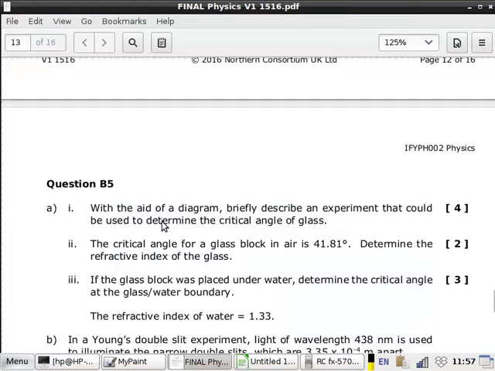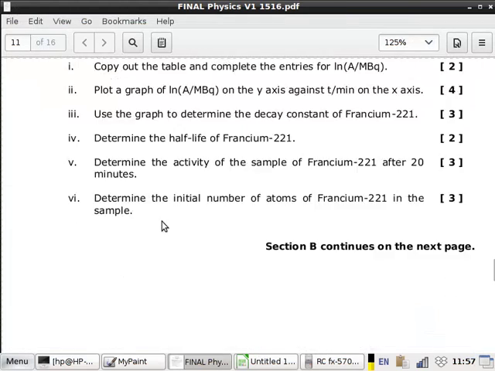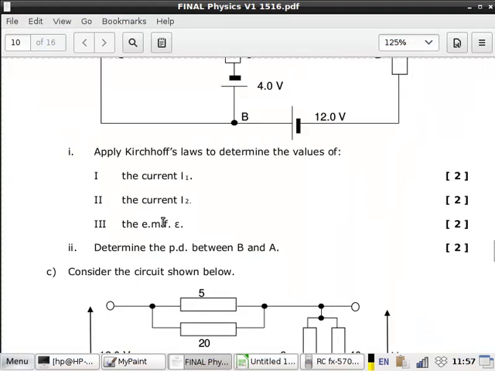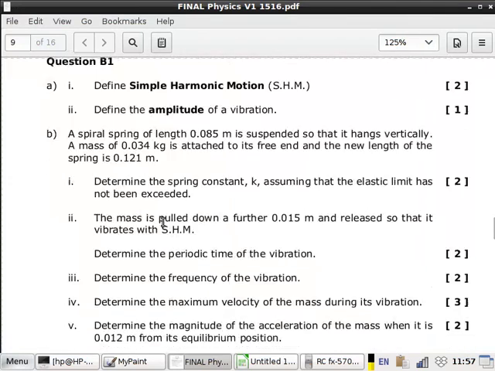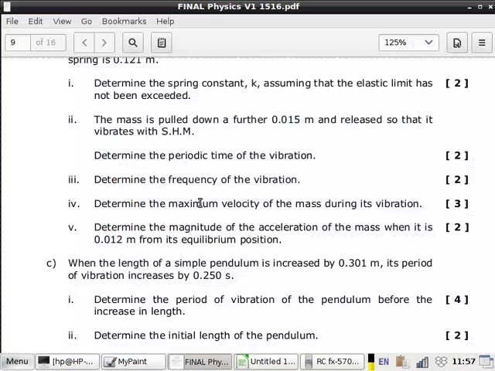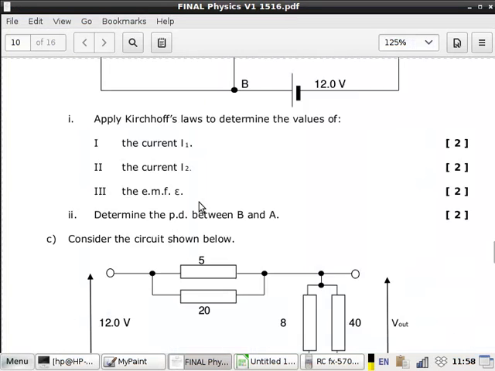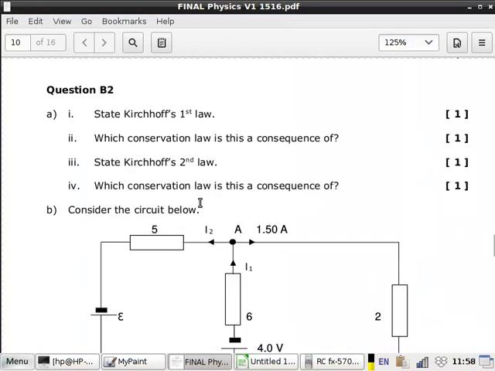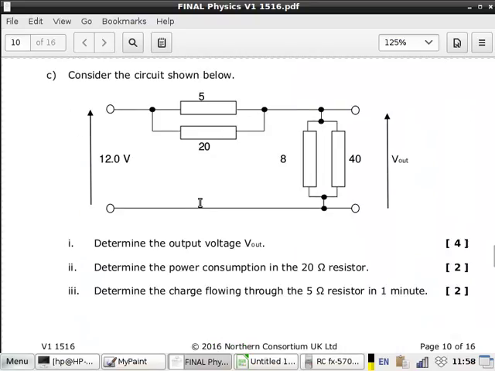Alright, is there a materials one? There is not a materials one, so that's kind of bad. Is there an electricity one? There is. This one. Yeah, I like it. B2, I do like it.